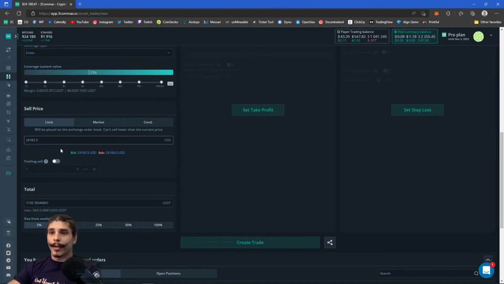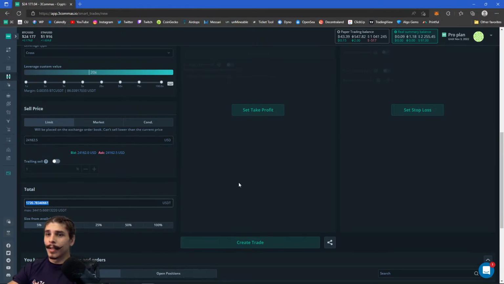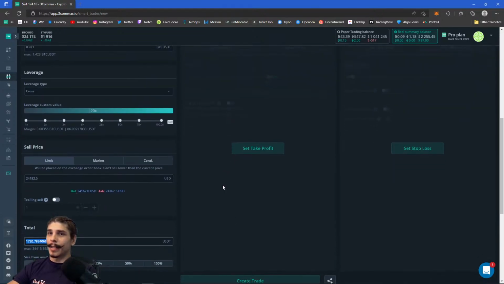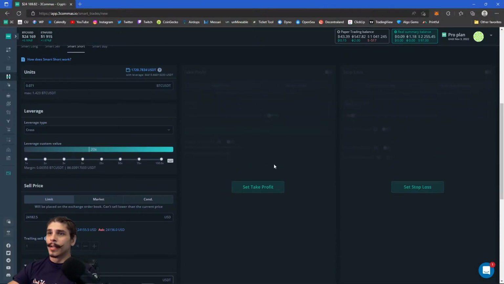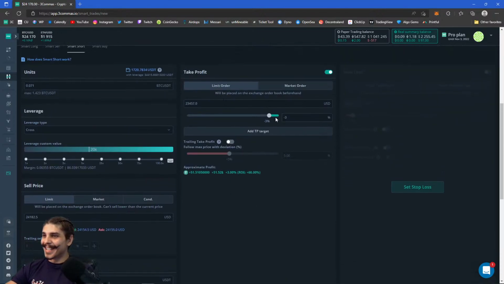So that's a limit order that we're going to set, so none of my other stuff moves around like it did last time. 5%, boom, 20x. So that's how much I'm putting in right there. 1720. All right, and that's how much BTC we're going to be borrowing short.